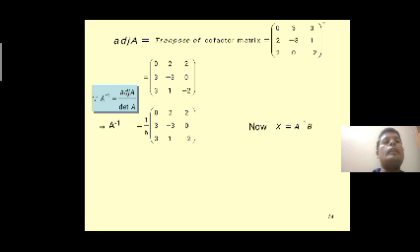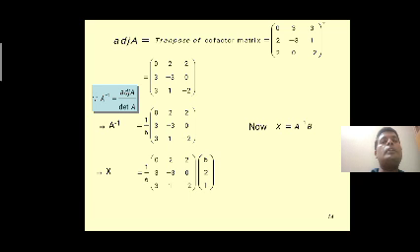Now we find the value of X. X is equal to A inverse into B. So X is equal to 1 by 6 times 0 2 2, 3 minus 3 0, 3 1 minus 2, and the B value is 6 2 1.